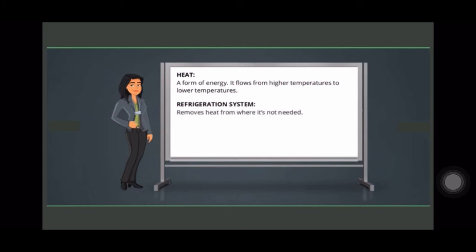Here are some definitions that you'll need to know. Heat is a form of energy. It flows from higher temperatures to lower temperatures. A refrigeration system removes heat from where it's not needed. A chiller is a piece of HVAC equipment which acts as a source of cooling.